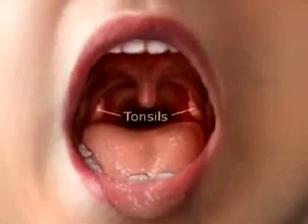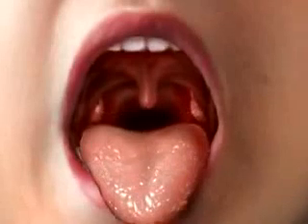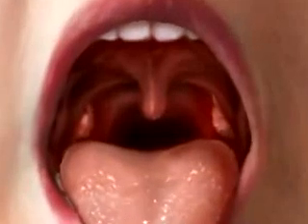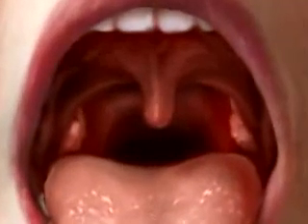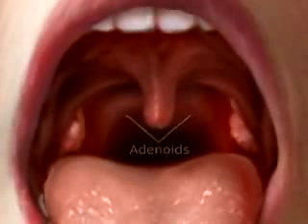A tonsillectomy is the surgical removal of the palatine tonsils, two structures located on either side of the back of your throat. Normally, your tonsils play an infection-fighting role by aiding in the destruction of harmful bacteria and other germs that enter your body through your nose and mouth. The adenoids, located above and behind the soft palate, play a similar role.